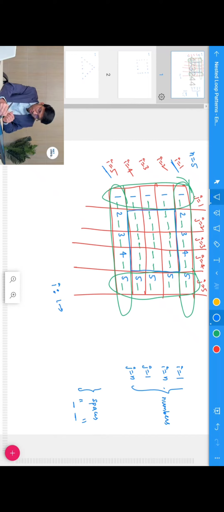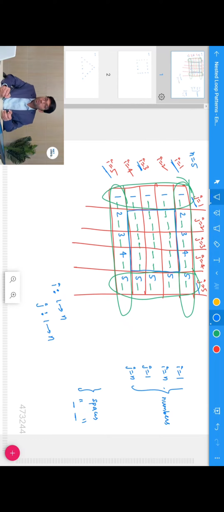5 is nothing but n. So i goes from 1 to n. That is, when i equals 1, we'll print this row. When i equals 2, we'll print this row. When i equals 3, we'll print this row. To print this row, we'll have to move from j equal to 1 to j equal to 5. So for each i, we'll have j moving from 1 to n. So i will move from 1 to n. j will also move from 1 to n.